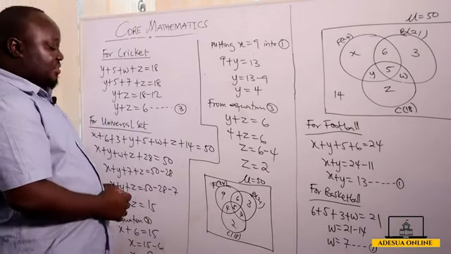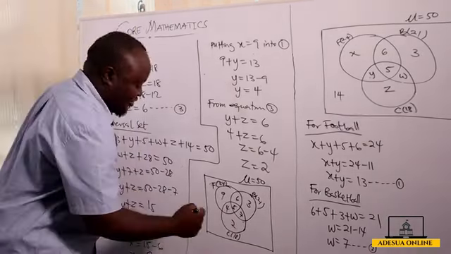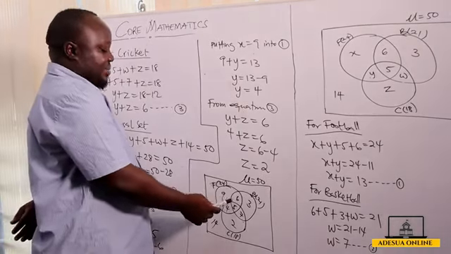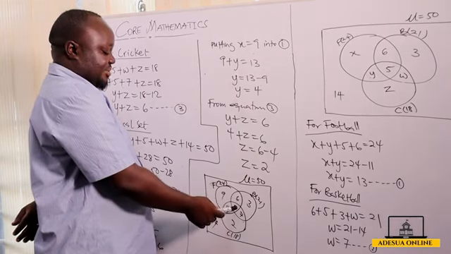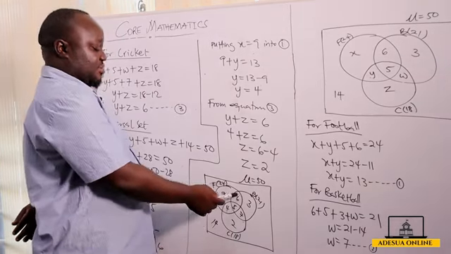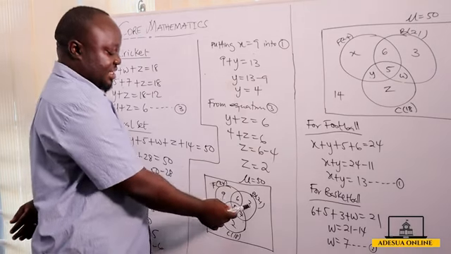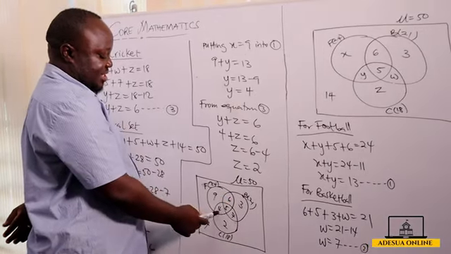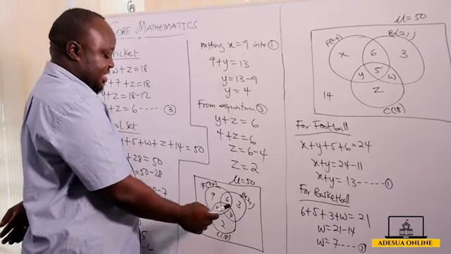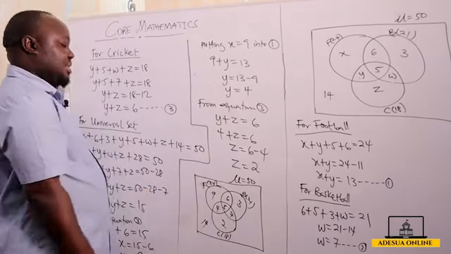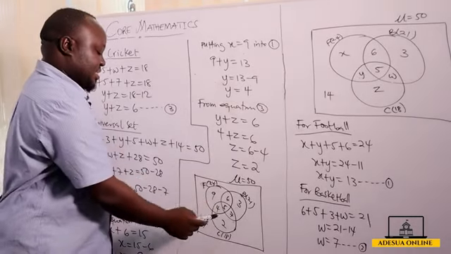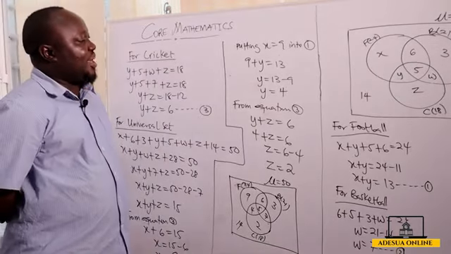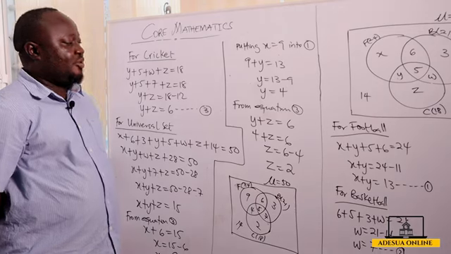So you realize that we have 14 outside. If we pick each circle, 9 plus 6 is 15, 15 plus 5 is 20, plus 4 is 24. This is all equal to 24. 6 plus 3 plus 5 plus 7 will also give us 21. And 2 plus 4 is 6, plus 5 is 11, plus 7 is 18. Everything here is equal to 18. And everything in there, plus this, is equal to 50. The number of students who like football and cricket only is 4 students.